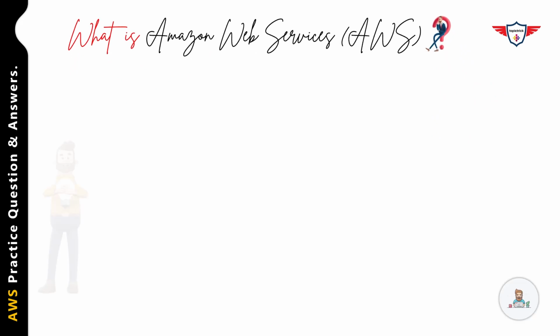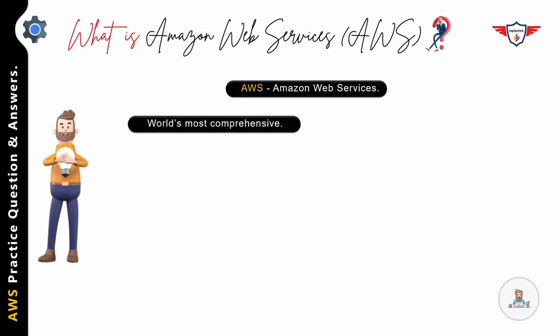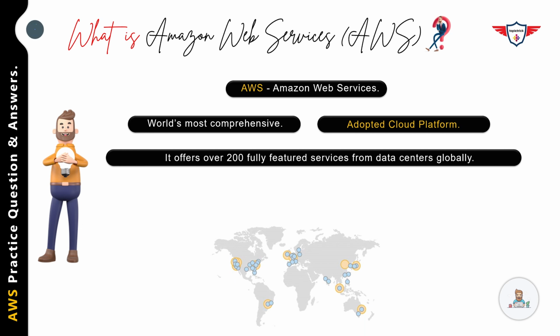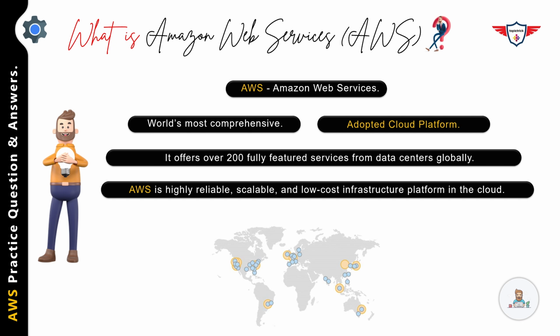The term AWS stands for Amazon Web Services, and it is the world's most comprehensive and broadly adopted cloud computing platform. It offers 200 fully featured services from data centers globally. Millions of customers, including fast growing startups, large enterprises, and leading government agencies, are using AWS to lower operating costs, become more agile, and innovate faster. Lastly, AWS is a highly reliable, scalable, and low-cost infrastructure platform in the cloud computing space.